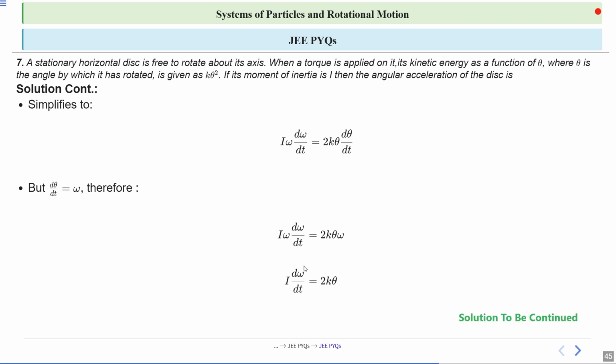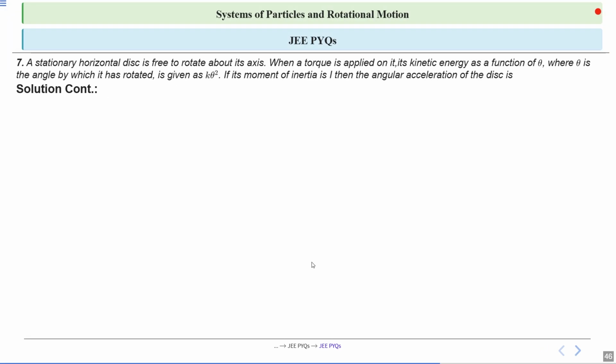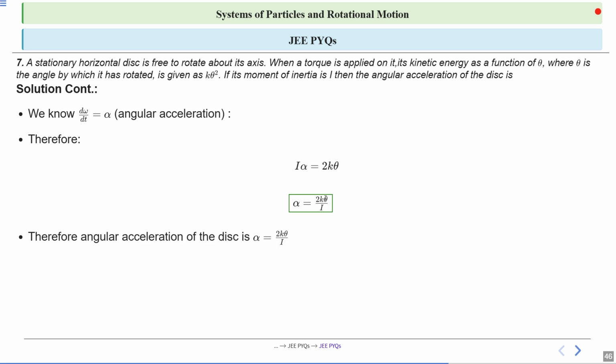But we know d omega by dt is alpha. Therefore I alpha is equal to 2k theta. Alpha is equal to 2k theta by I. So this is the angular acceleration of the disc. Therefore the angular acceleration of the disc is alpha equal to 2k theta by I.